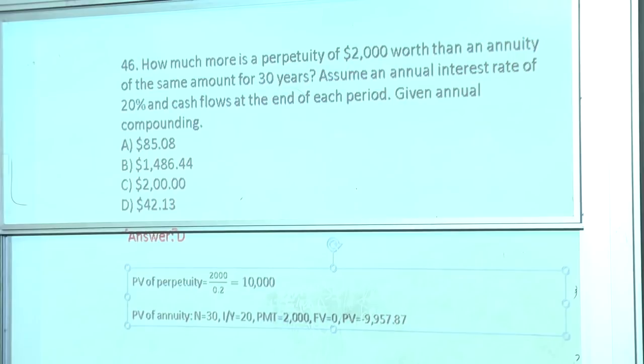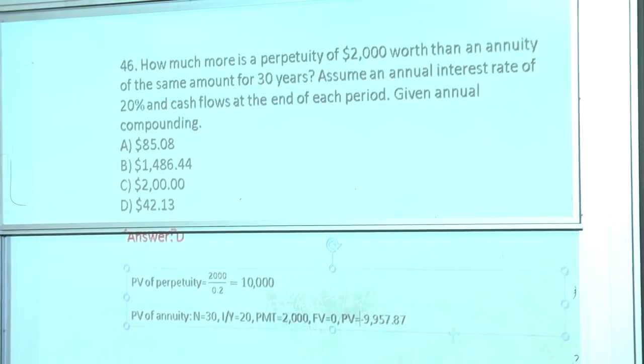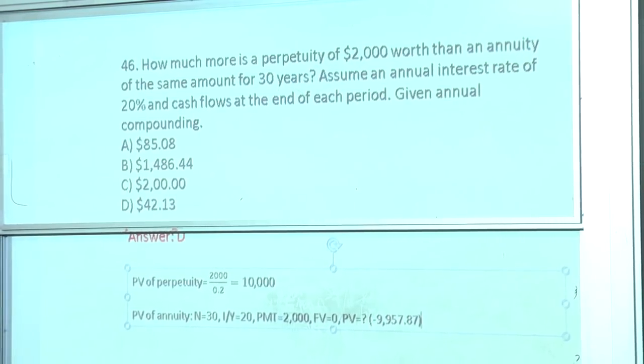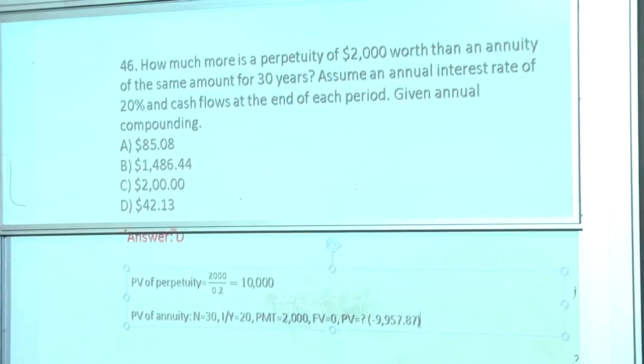Just plug in the number to the calculator. 30 years and $2,000 for each payment, okay? And interest rate of 20%, okay? And calculate for what? Calculate for the present value. This would be a question mark here. We're calculating for that, and that is equal to $9,900. Okay, right? Okay, yeah.